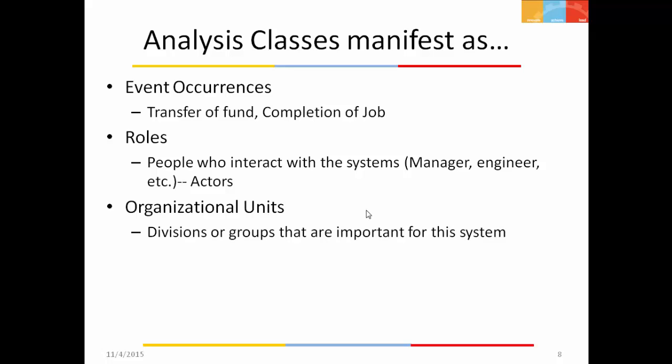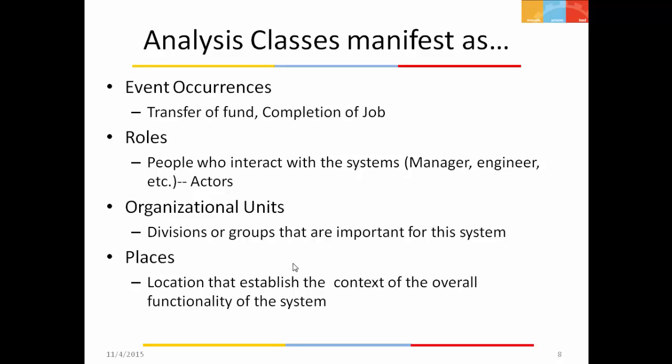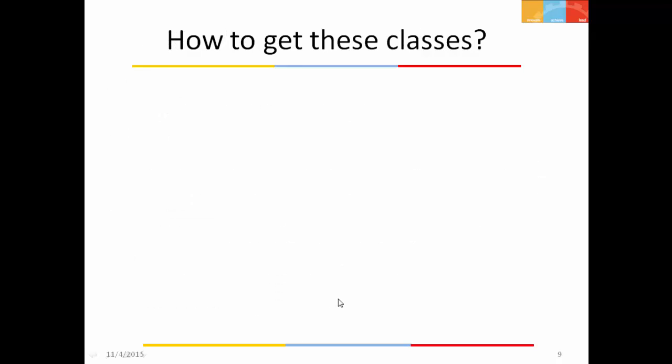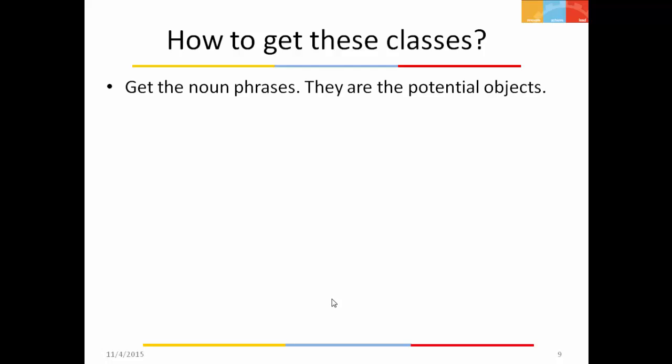Different organizational units like divisions or groups that are important for the system will also be different modules. Places, locations, and context information will also be possible types of analysis classes. How do you get these classes? By analyzing the feature description or the use case description requirements, you collect the noun phrases. These are the potential objects.